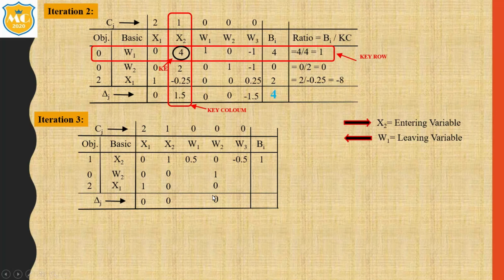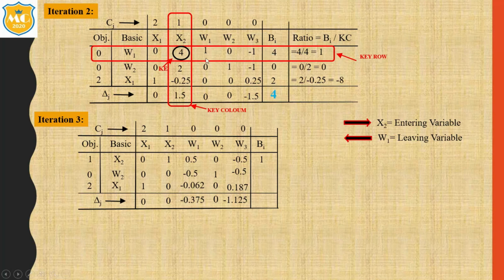Now remaining value we have to use that equation, old number minus in bracket corresponding key row number into corresponding key column divided by key element. So here we get the minus 0.375. Similarly here we get the minus 1.125. So here all the delta J values are 0 and negative, which means we get the solution. So same we have to use. So here we get the minus 0.5, minus 0.62, here minus 0.5, 0.187.